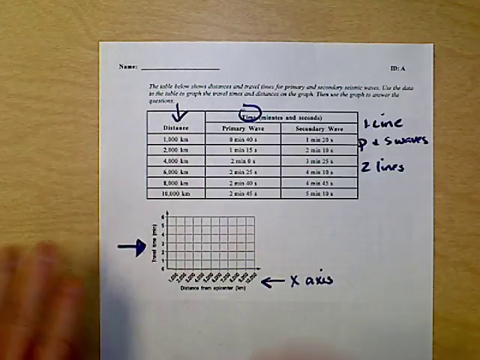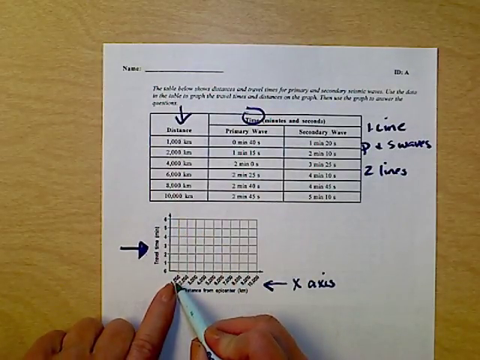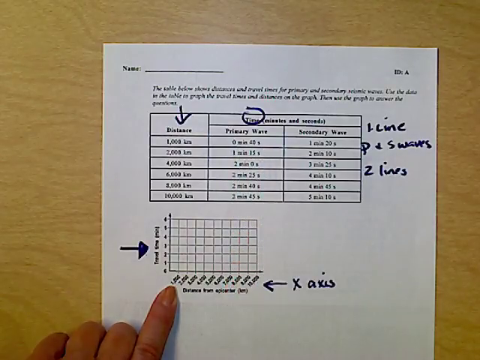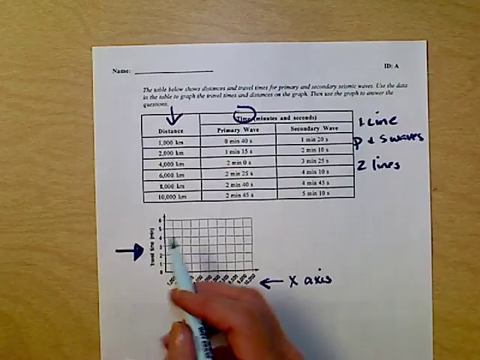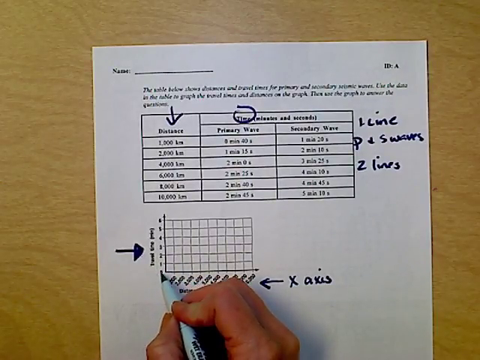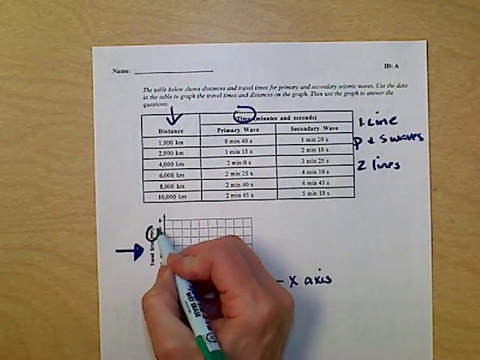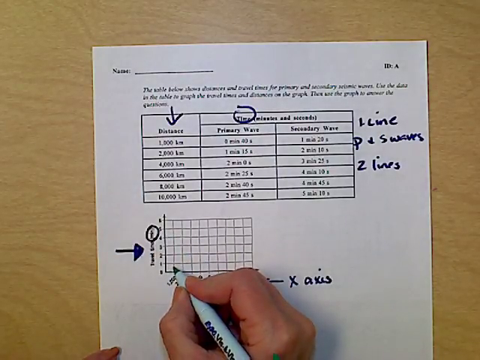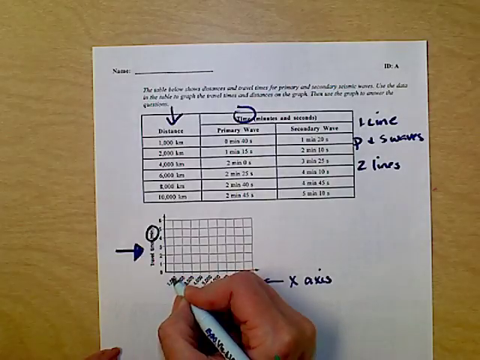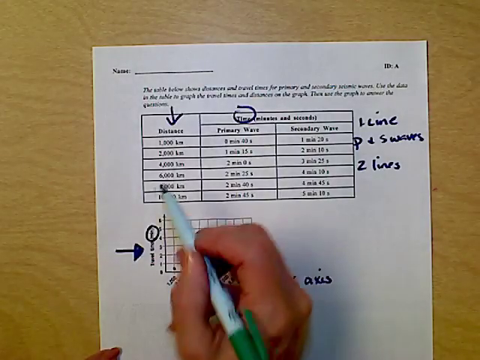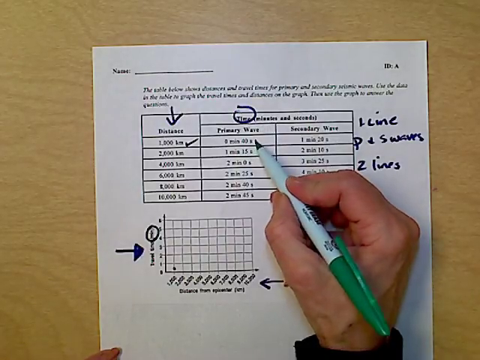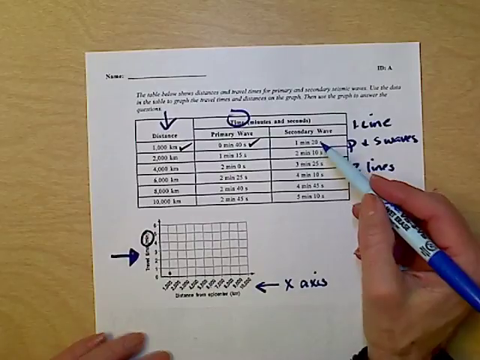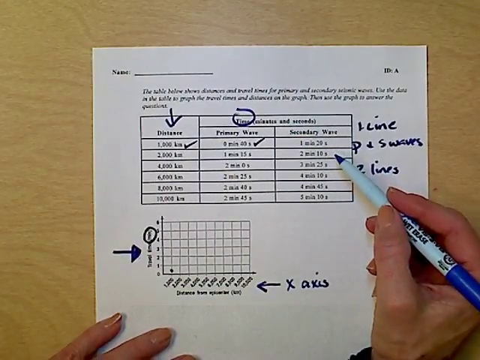Well, first, it's going to give me my distance. So at 1,000 kilometers right here, my primary wave is going to be 0 minutes 40 seconds. So we know that this is 0 to 6. This is minutes, right? So 40 seconds is not going to be exactly halfway. It's going to be just below halfway. You're going to put it right above the 1,000. So I have 1,000, 40 seconds. All right? We'll do our secondary waves in blue here, a blue dot.